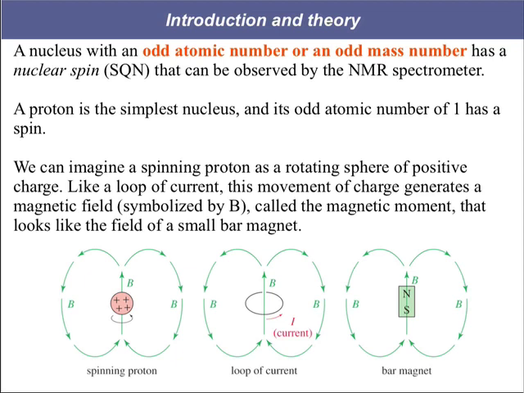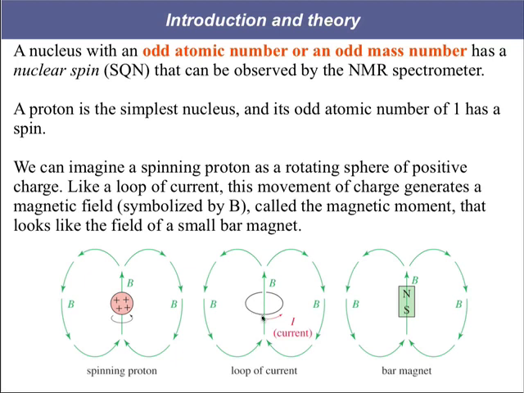And we're going to imagine these 2 states the same way that we might imagine a dipole interacting with a magnetic field. Here's how that works. We can imagine a spinning proton, which has a charge, as a rotating sphere of positive charge. So think about like a top that's spinning on your desk. You can think about that as being a nucleus, and that has a spin associated with it. And so, like a loop of current, you might remember this from physics if you've taken physics at some point.